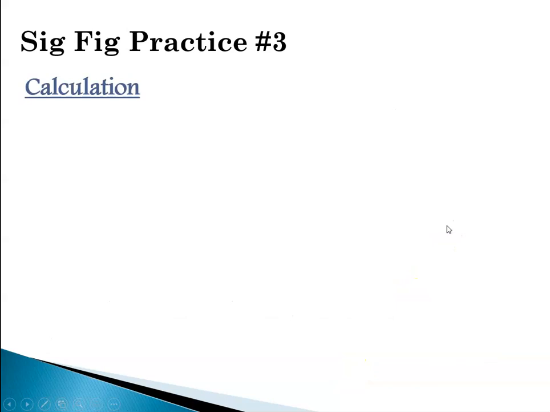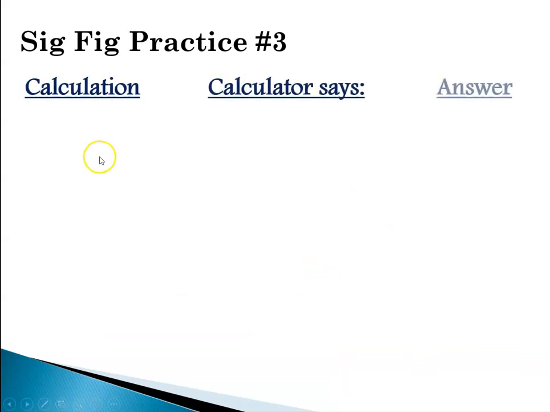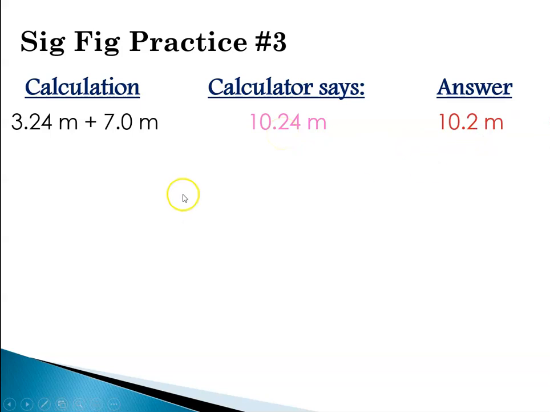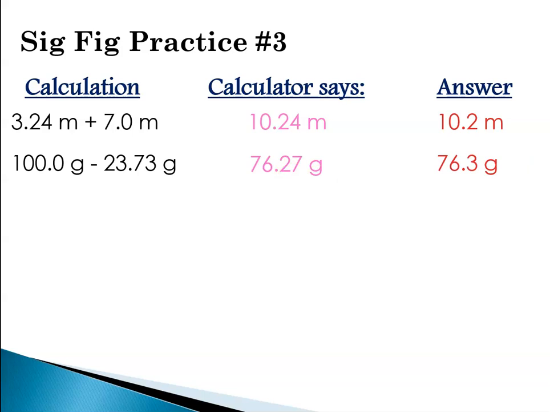So, more practice. I'm going to give you a calculation, tell you what the calculator says, and then we're going to round. So in the first case, I have 3.24 plus 7.0, and this is what my calculator gives me. I notice that the least precise number here is to the tenths place, so I'm going to round to the tenths place. Correct answer is 10.2. Here I have 100.0 minus 23.73. This is what my calculator gives me. My least precise number here is to the tenths place, so I'm going to round to the tenths place. The number immediately following it is a 7. That means I'm going to round up, so my answer is 76.3. Here I have 0.02 plus 2.371. This is what my calculator gives me. My least precise measurement is to the hundredths place. I need to round to the hundredths place, so my answer will be 2.39.